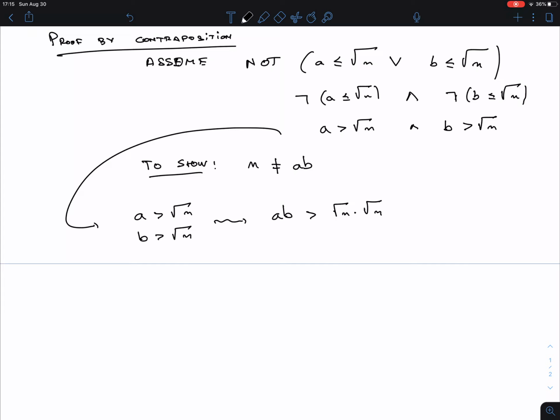That's for positive numbers, right? For negative numbers, it just flips over. But we are dealing with positive numbers here. That's also clear from the fact that we're taking positive radicals. So ab is bigger than radical n times radical n. Well, radical n times radical n, that's n, right? So ab is bigger than n. Well, that implies in particular that it's not equal to n, and I'm already done.